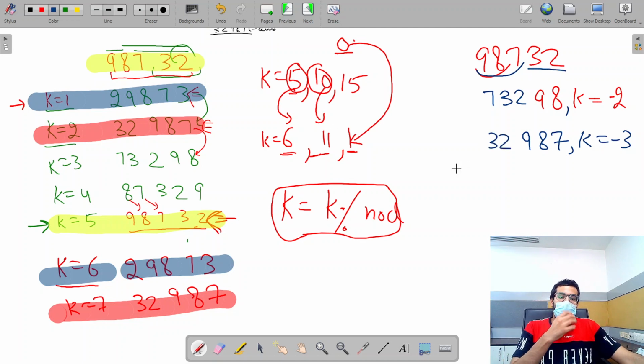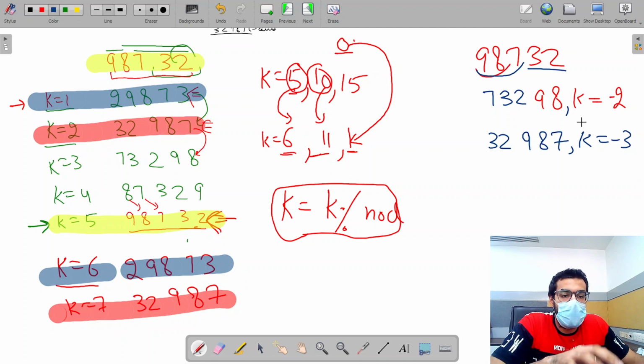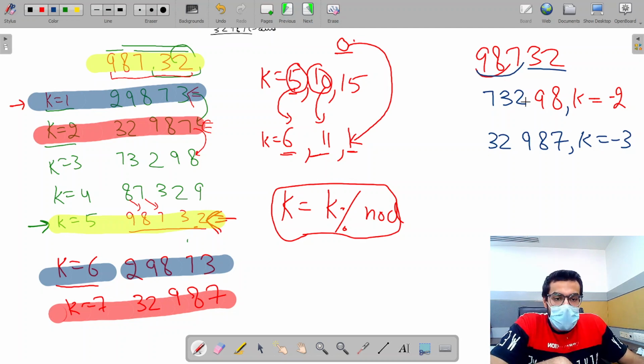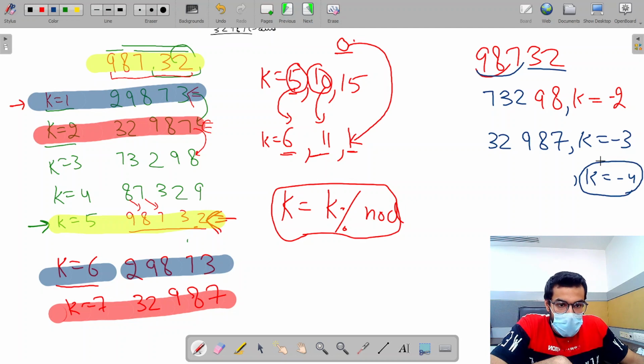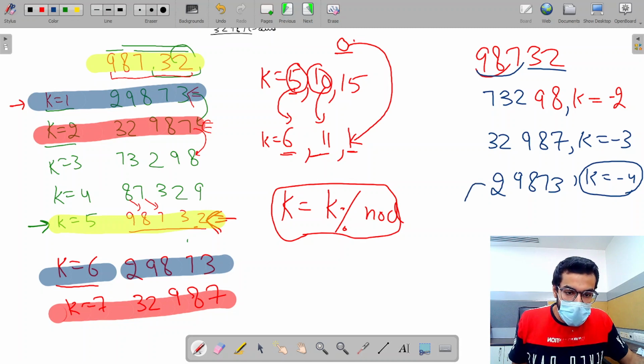Can I infer from this that if the value of k is minus 2, this means pick 2 digits from the starting, and for k equal to minus 3, pick 3 digits from the starting? See over here, if I say the rotation is k equal to minus 4, this will pick up 4 digits from the starting and keep them in the end. This is 9873, and the rest of the digits will be written in the starting. So this becomes something like this. Is it the same as saying this 2 is written in the starting?